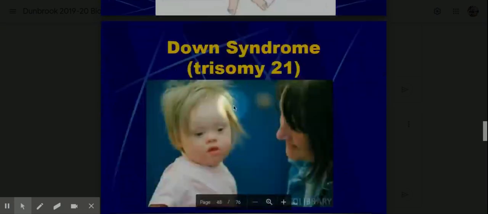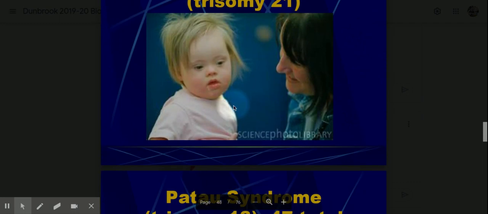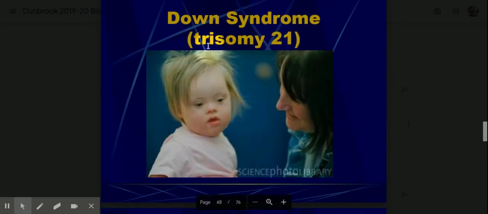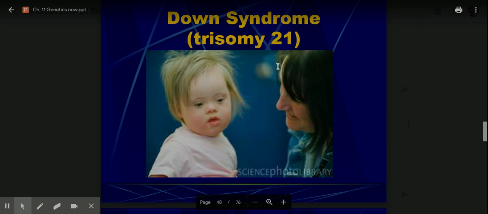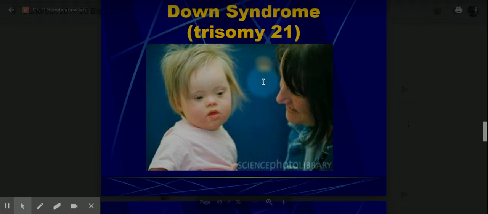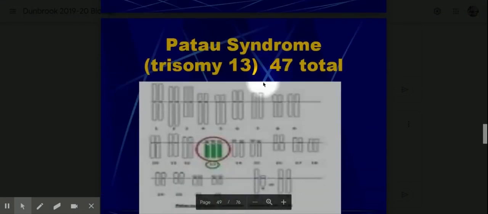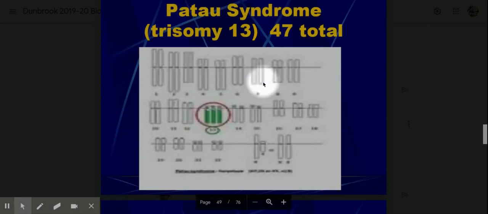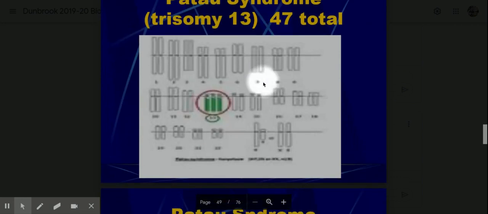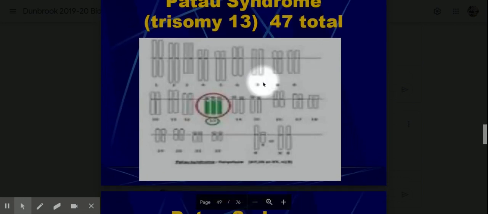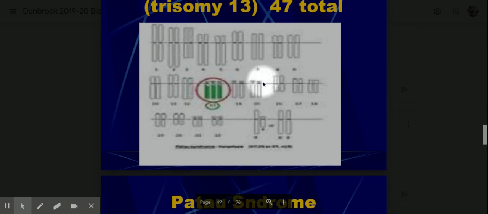All right. And again, you can recognize a Down syndrome kid. They're always the same because they always have the same problem. Chromosome 21 has an extra copy, which messes up the development. We talked about some other trisomies, like Patau syndrome. This is a trisomy 13, a very, very devastating trisomy to have.